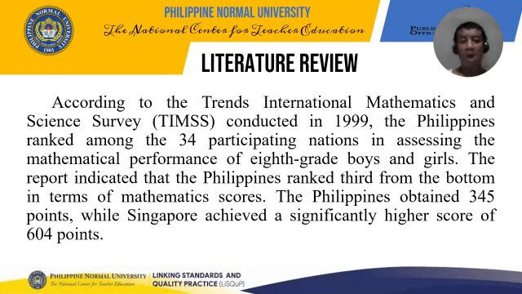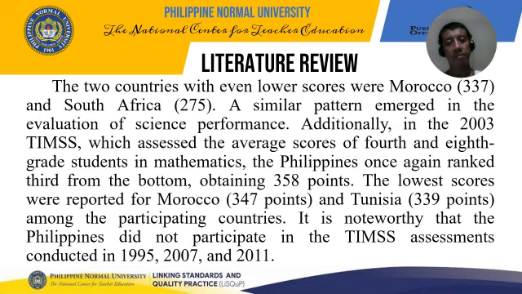345 points, while Singapore achieved a significantly higher score of 604 points. The two countries with even lower scores were Morocco with 337 and South Africa with 275. A similar pattern emerged in the evaluation of science performance.